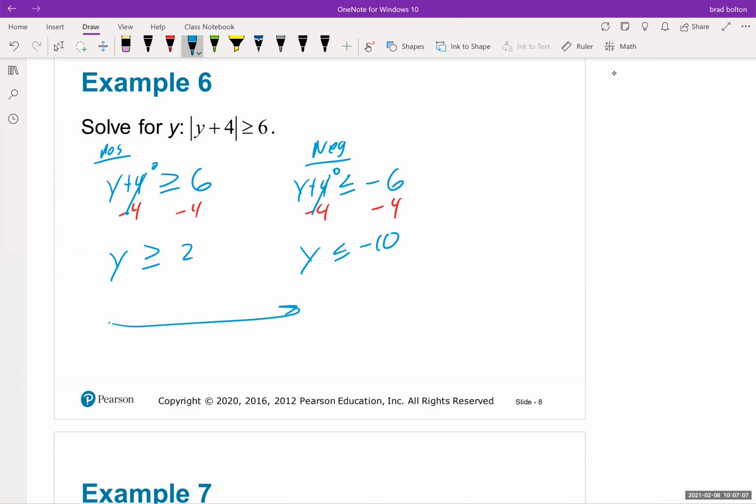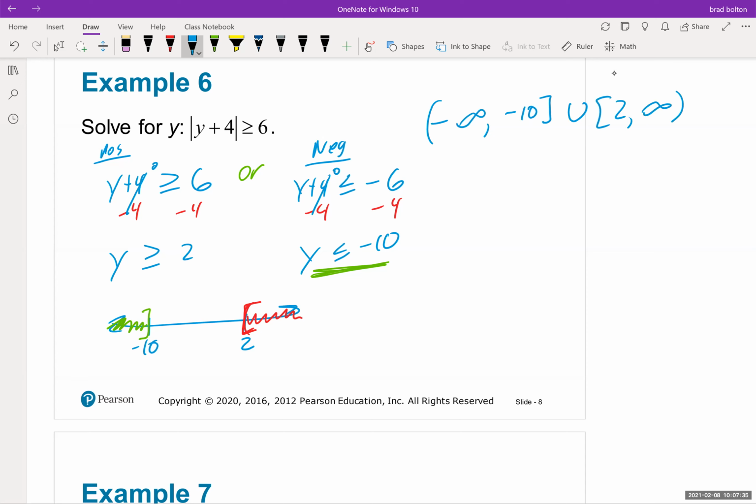So I'm going to draw my number line and I'm going to put -10 over here and I'm going to put 2 there. Now let's shade. This one says that we have to shade to the right, with brackets. And this one here says we have to shade to the left of -10. And since this is an or statement, that means our solutions are -infinity to -10 bracket union 2 to positive infinity. And this would be our solution.